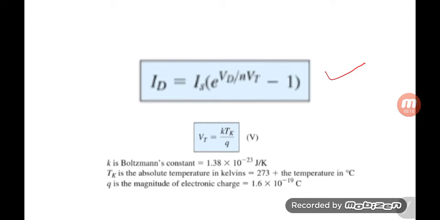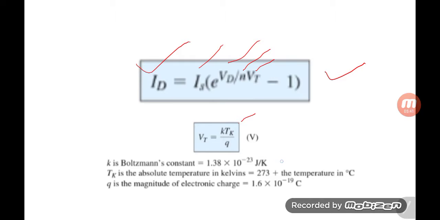ID equals IS e to the power VD by eta VT minus 1. ID is the forward diode current, IS is the reverse saturation current, VD is the forward applied voltage, and eta is the ideality factor, which depends on the operating conditions and diode construction. VT is the thermal voltage, which can be calculated as kT by q.